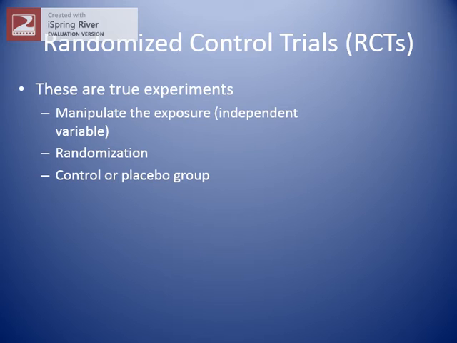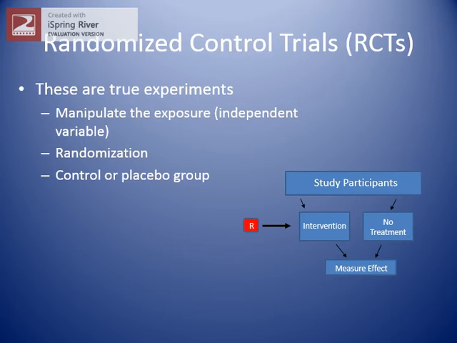In order to have an RCT, you have to have these 3 criteria that you see on the slide. Manipulate the exposure, randomization, and a control group or a placebo group. You have to have some group that's of comparison. Okay, so you take study participants and you randomly assign them to either an intervention group or a control or a placebo. A control group is a group that gets no treatment. A placebo group is a group that gets a fake treatment.